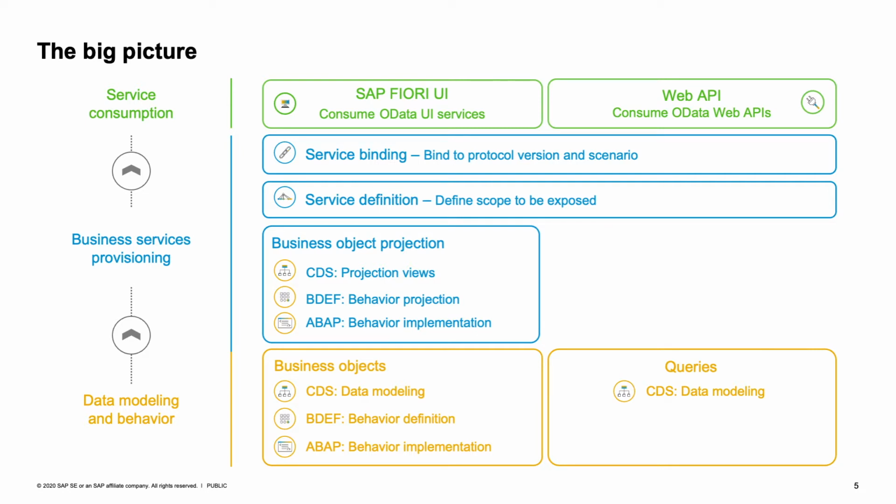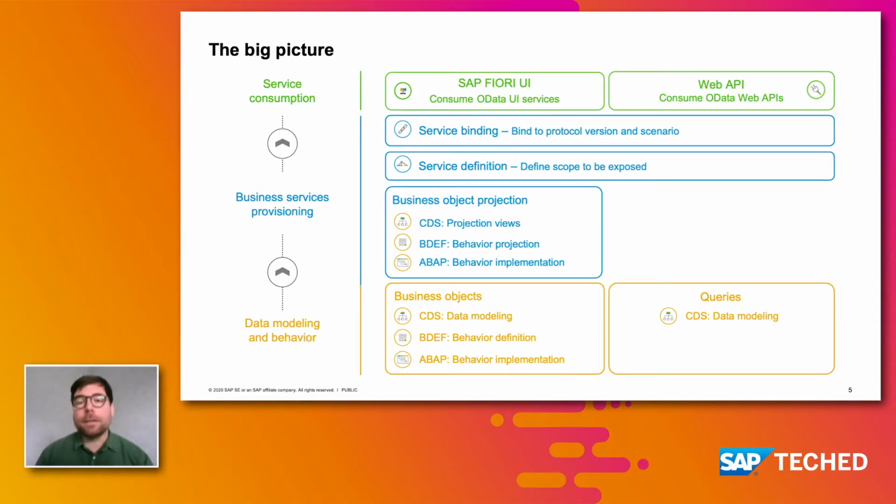The complete scope which is required for one particular service, so a web API or Fiori UI, is then defined in a service definition. The service definition is a bracket around the scope which should be exposed. The service definition itself is still a CDS artifact, so completely protocol agnostic. The service binding is now the place where we decide for which OData version, or maybe also other protocols in the future, and also for which use case we are going to expose the service.